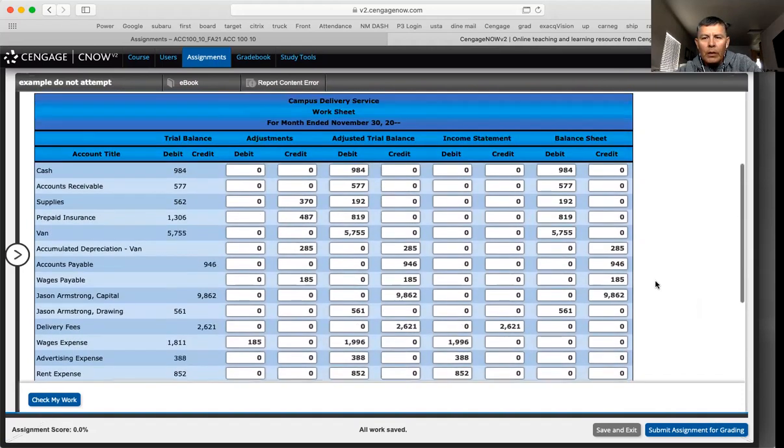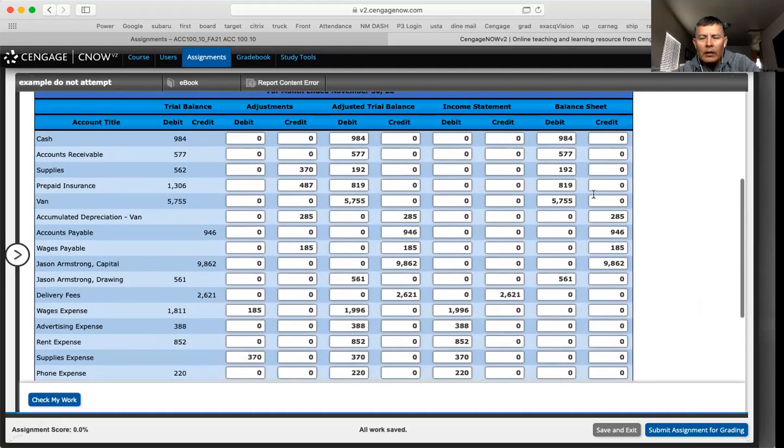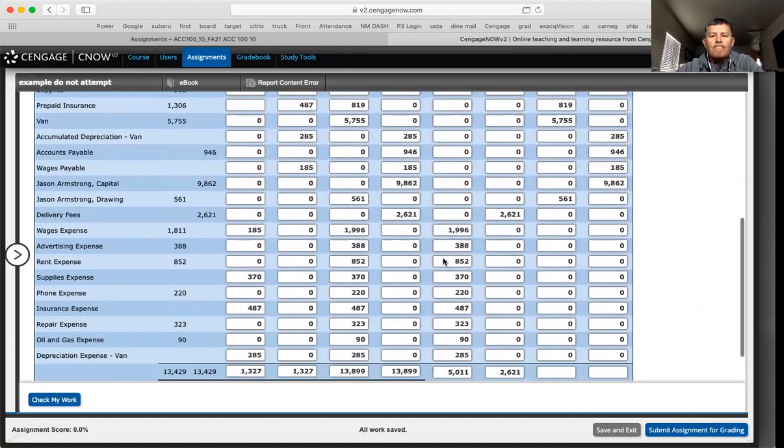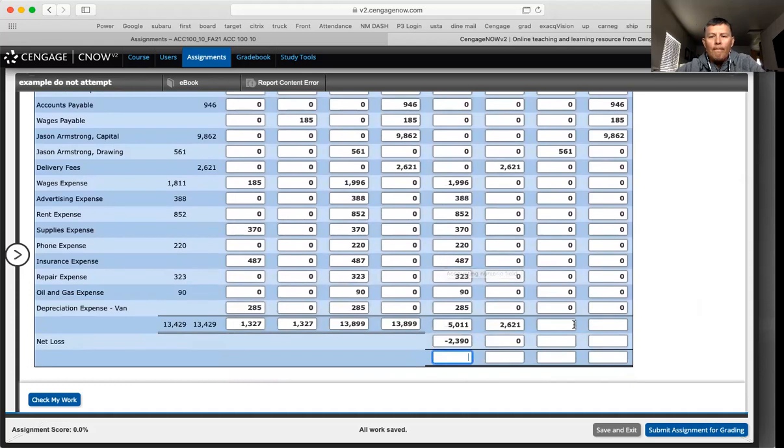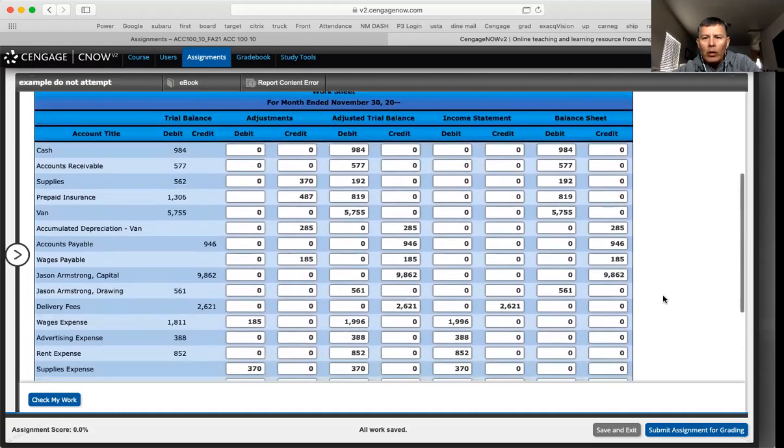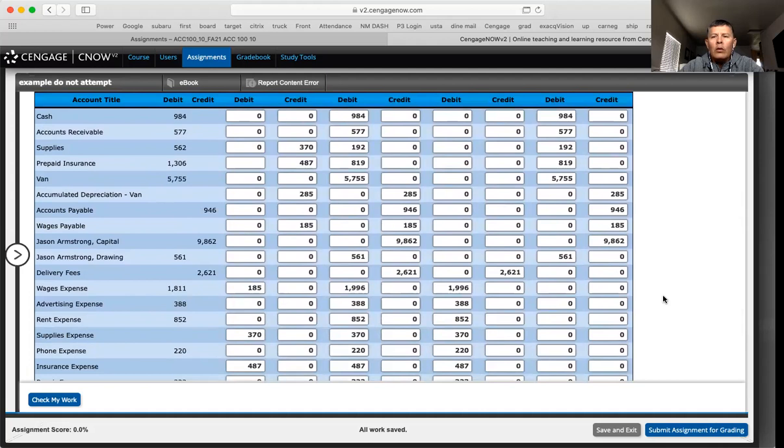Double check here now. We'll get to those in just a bit. Let me add this balance sheet column up. 984 plus 577 plus 192 plus 819 plus 5755 plus 561 equals 8888.